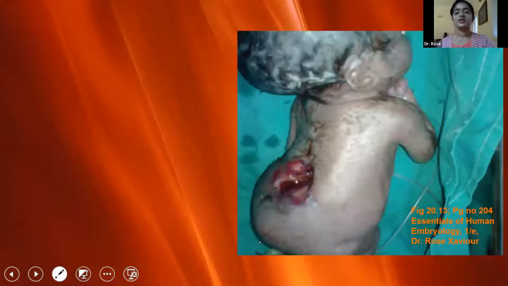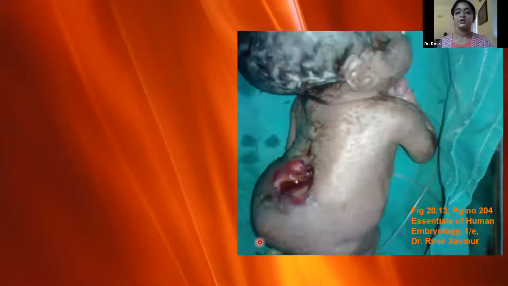We have already mentioned that if the anterior neuropore is not closed, you get anencephaly, and depending upon the severity, we have many different types of anterior neuropore closure defects. Similarly, if the caudal neuropore is not closed, we get spina bifida, and again you have different grades of spina bifida.